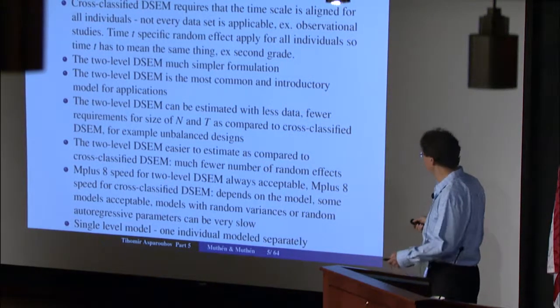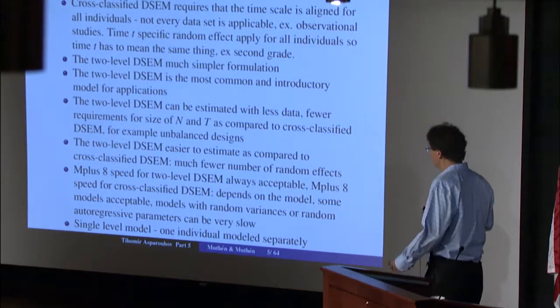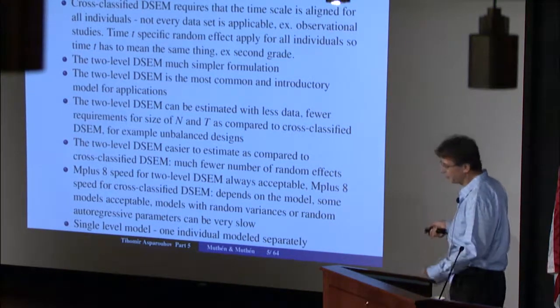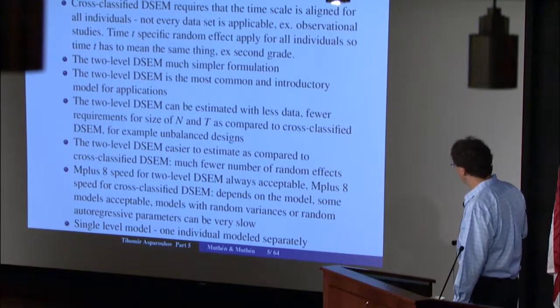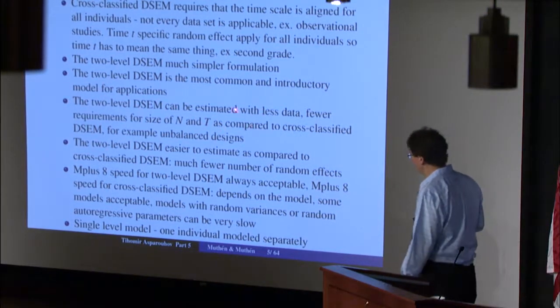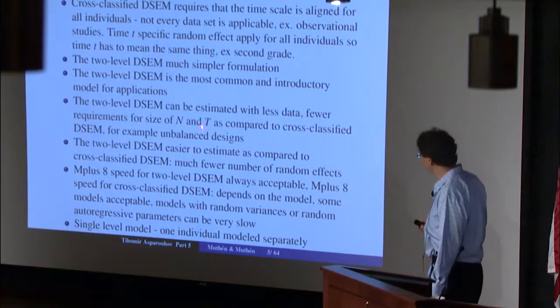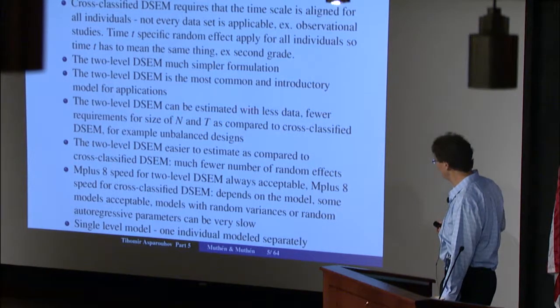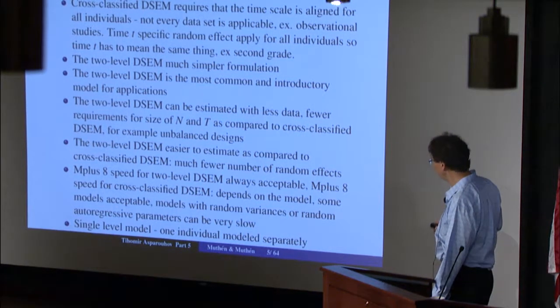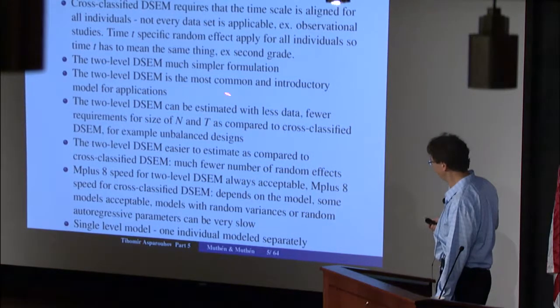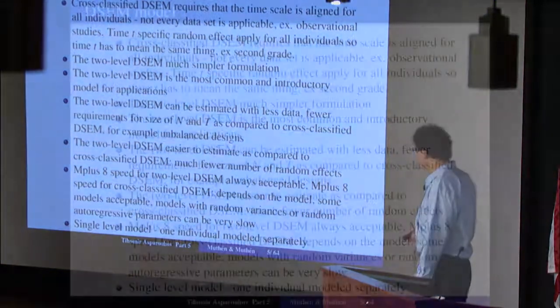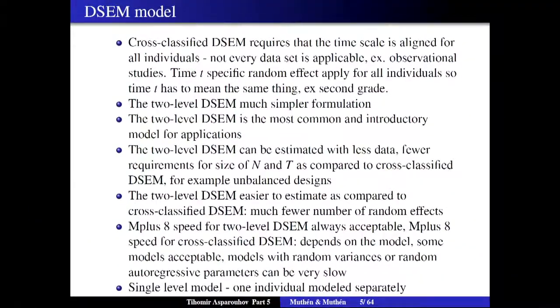The 2-level DSEM model has a simpler formulation and is the most common and introductory model for applications. Most probably your first DSEM application would actually be a 2-level model. The 2-level model also requires fewer time points. It can be estimated with a smaller number of observations, so the requirements on the data set are smaller. The 2-level DSEM model is easier to estimate compared to the cross-classified because you have far fewer random effects.